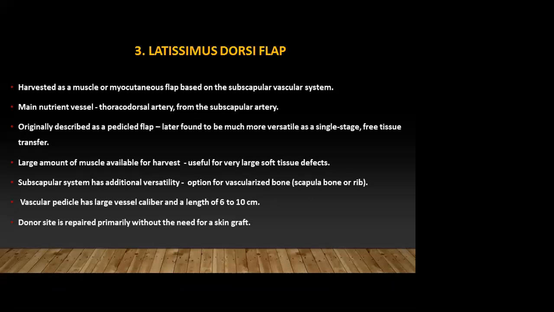A large amount of muscle is available for harvest, useful for very large soft tissue defects. And the versatility of the subscapular system allows this latissimus flap to incorporate vascularized bone like the scapula or the rib also. The vascular pedicle has a large vessel caliber and a length of 6 to 10 centimeters. The donor site is repaired primarily without the need of a skin graft.